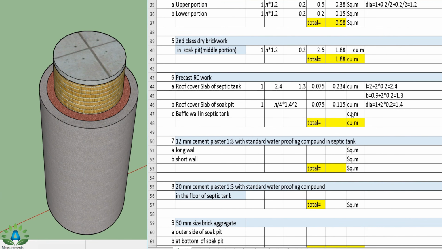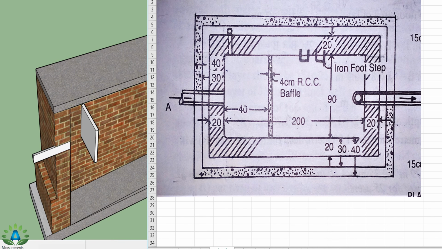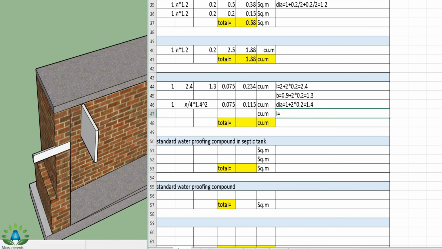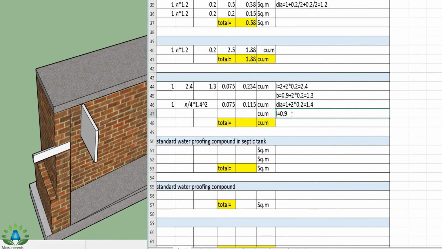Now our next step is to calculate the RCC work in this baffle wall. That means we have this baffle wall of 4 cm thickness, and while calculating this length, there is a bearing of 5 cm on this side and on this side. So the total length of this baffle wall is 90 cm, that means this portion, plus 5 cm plus 5 cm, that is 100 cm. So the total length of this baffle wall is 0.9 meter plus bearing on both sides, that is plus 2 into 0.05. So the total length is 1 meter.